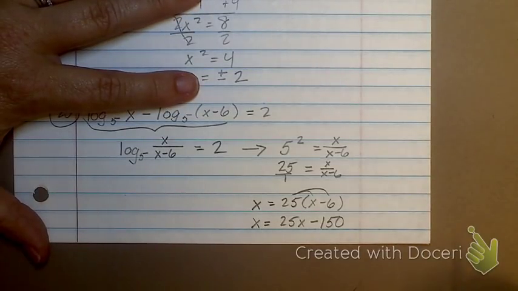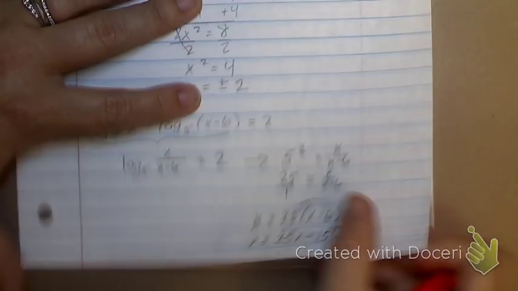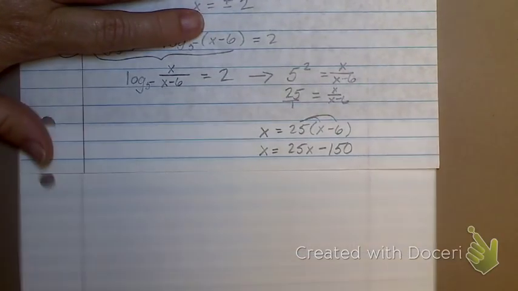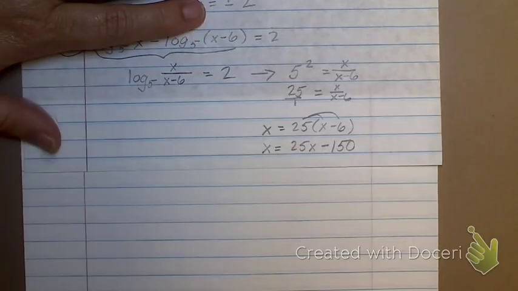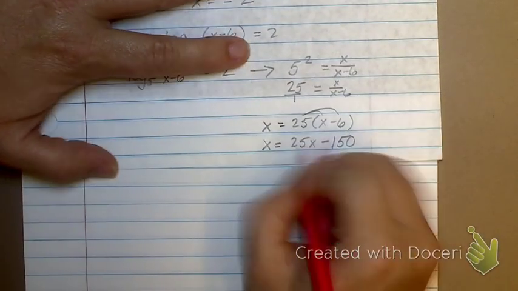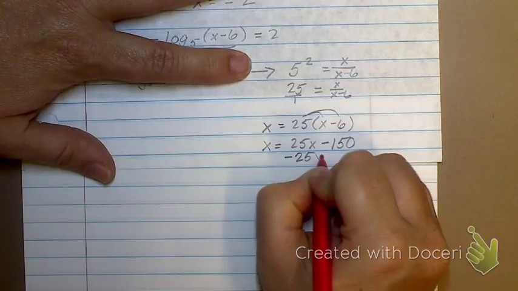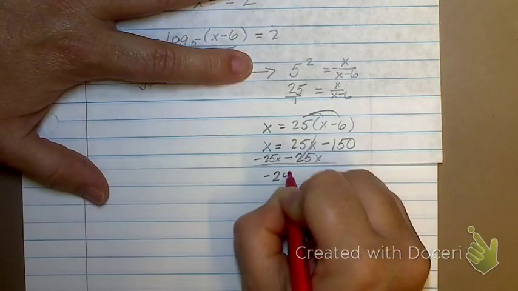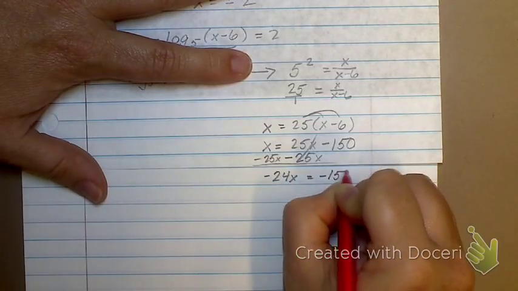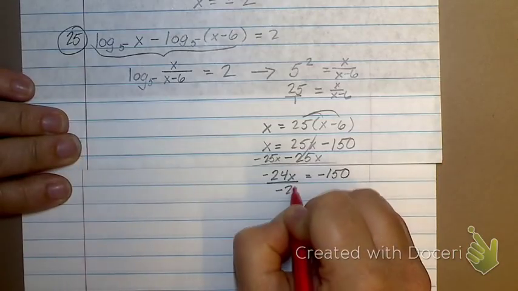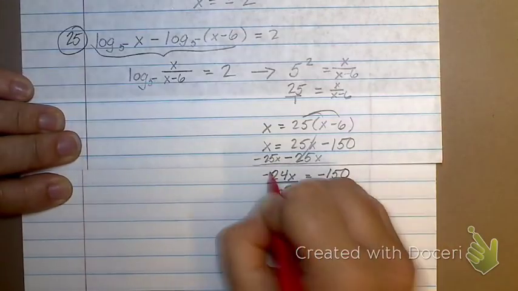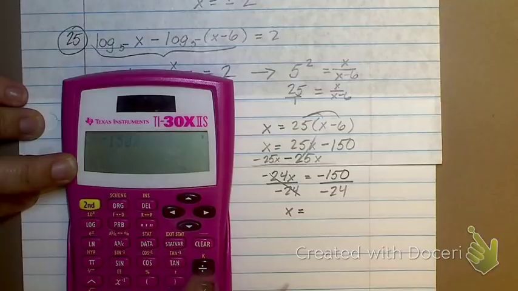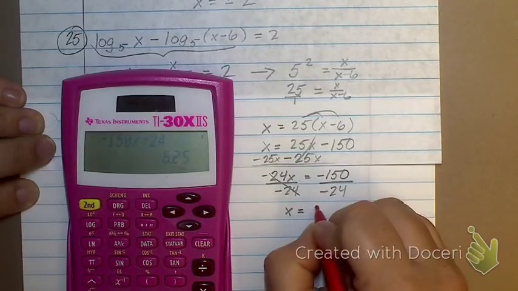You following? Move down to the next page so I don't run out of room. Let's see, I need to get my x's together. So I'm going to subtract 25x. And that's going to give me negative 24x equals negative 150. Divide by negative 24. And what does that give me? X equals negative 150 divided by negative 24, 6.25.